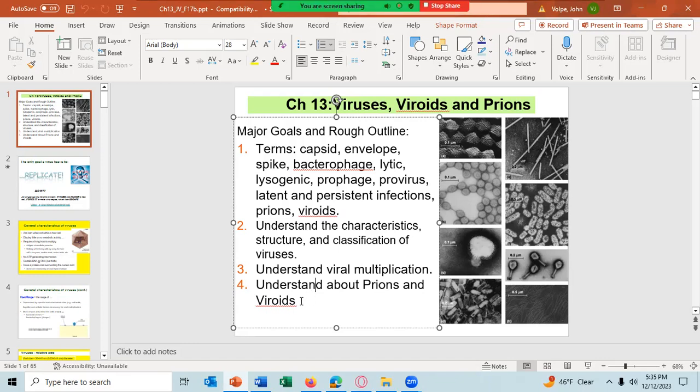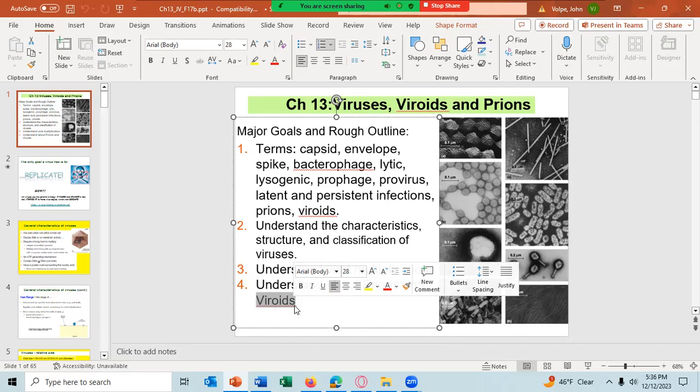And then you should know about viroids. These are plant naked RNA molecules which cause disease in plants. Fortunately, there are no viroids, at least none known, in animal cells. So all the viroids only cause diseases in plants. Any question about chapter 13?